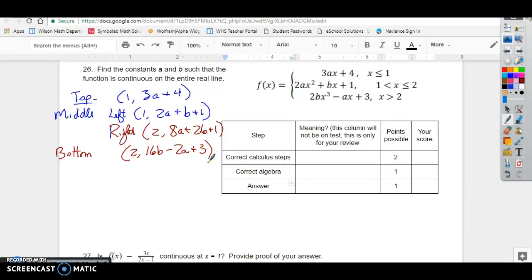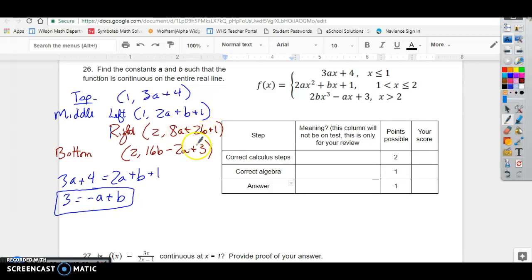So I'm going to set my equation up with my blue ones by setting my y values equal to one another. So this is 3a plus 4 equals 2a plus b plus 1. I'm going to get all my a's and b's on one side. So this will be negative a plus b equals 3. This one is finished.